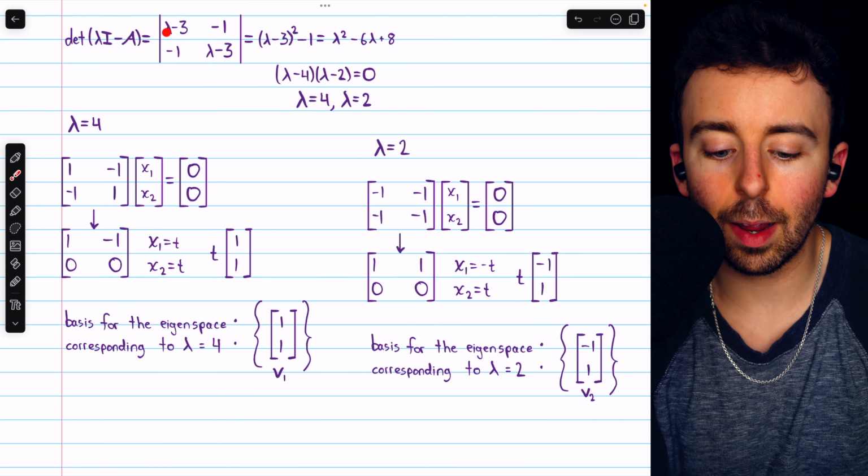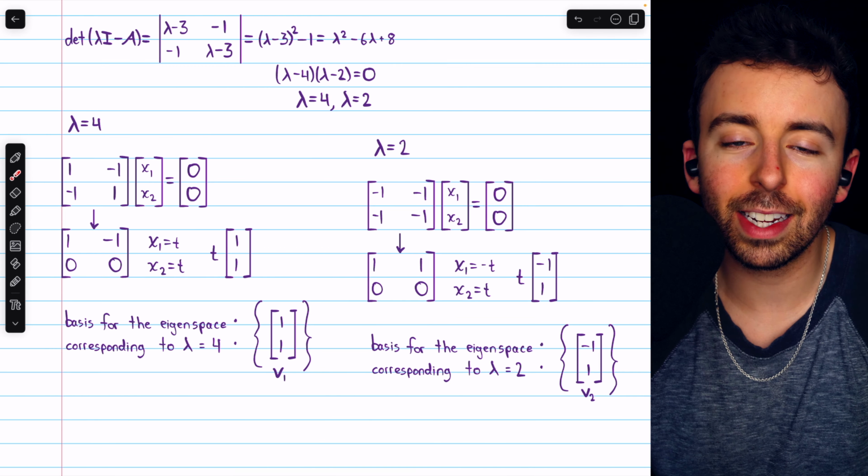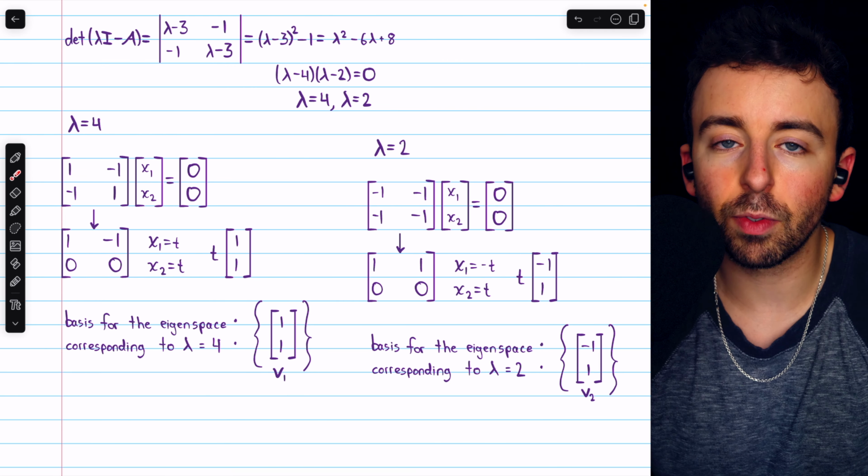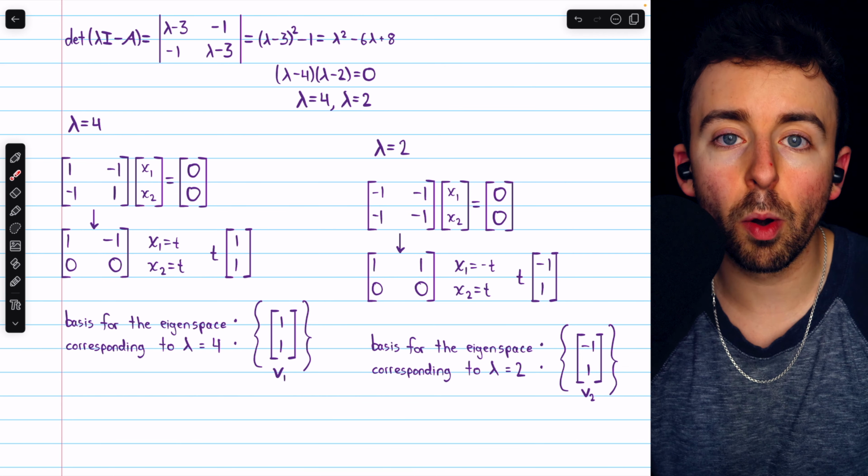Alright, so we have 2 eigenvectors. They're from different eigenspaces, so we know they're linearly independent, and also we know that they're already orthogonal, because they're basis vectors for distinct eigenspaces. Link in the description to the video where we proved that's true: basis vectors from distinct eigenspaces are orthogonal. Now, step 2 of the orthogonal diagonalization process requires that we orthonormalize all of our basis eigenvectors. But these 2 vectors are already orthogonal, so all we have to do is normalize them.